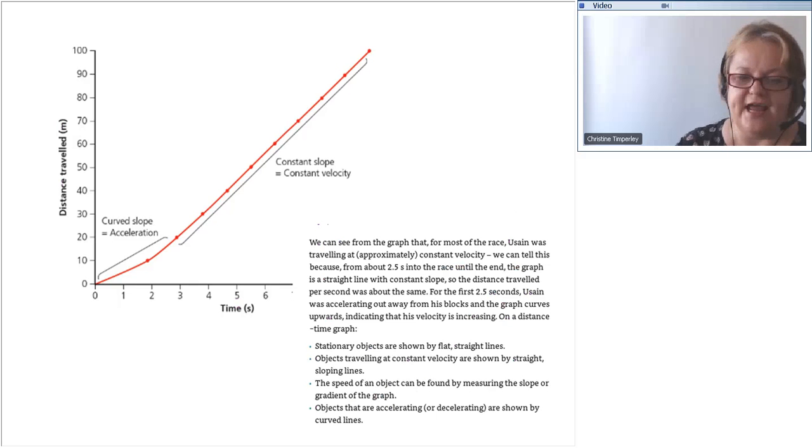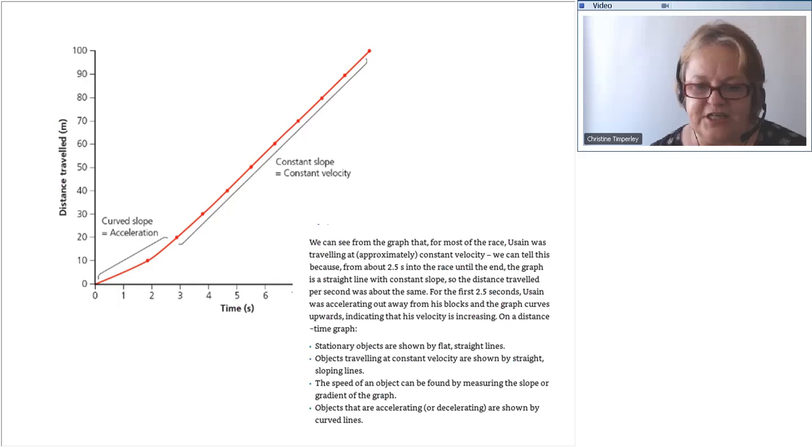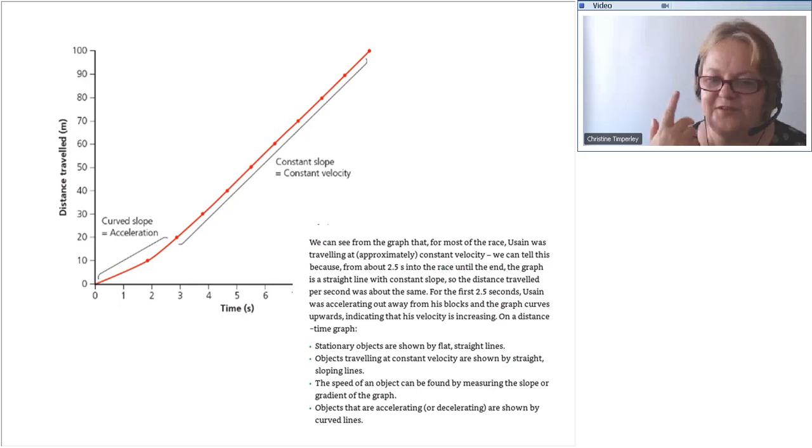Okay, so this is a little bit of information I pasted up for you. This is from Usain Bolt. Now, I don't know very much about sport, but he did a world record or something. Anyway, this is his speed time graph, so distance time graph rather.